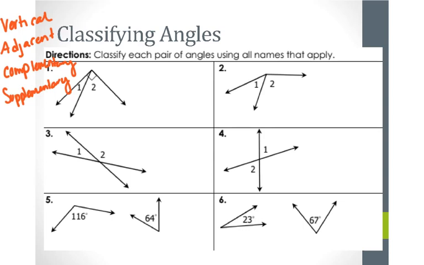I'm looking at angle 1 and angle 2. They're right next to one another, so that tells me first, they're adjacent. And then looking at the diagram, I see this little box right here, which tells me complementary.